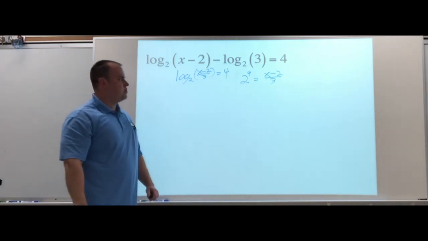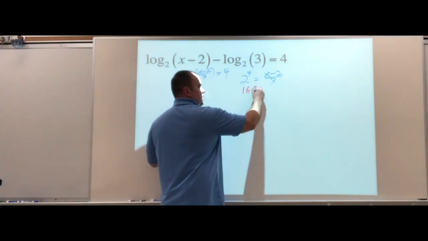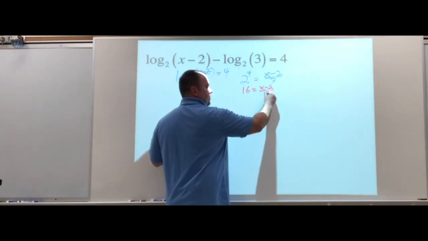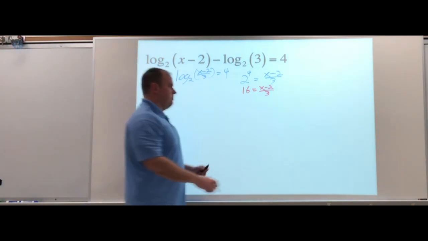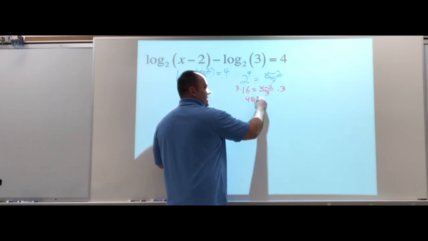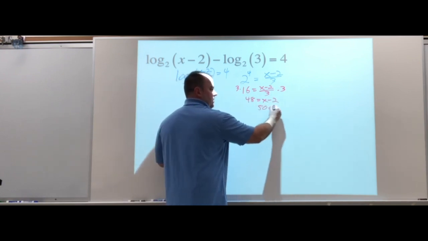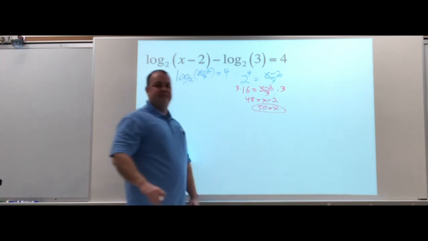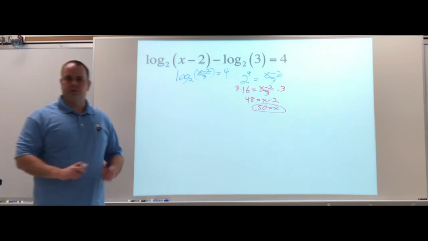2 to the 4th power should end up giving you 16 equals (x minus 2) over 3. And again, that's an equation you should be able to solve. Multiply 3 on both sides. 48 equals x minus 2. Add 2. And we get x equals 50. Okay, just want to check my answer there. Yep, x equals 50.